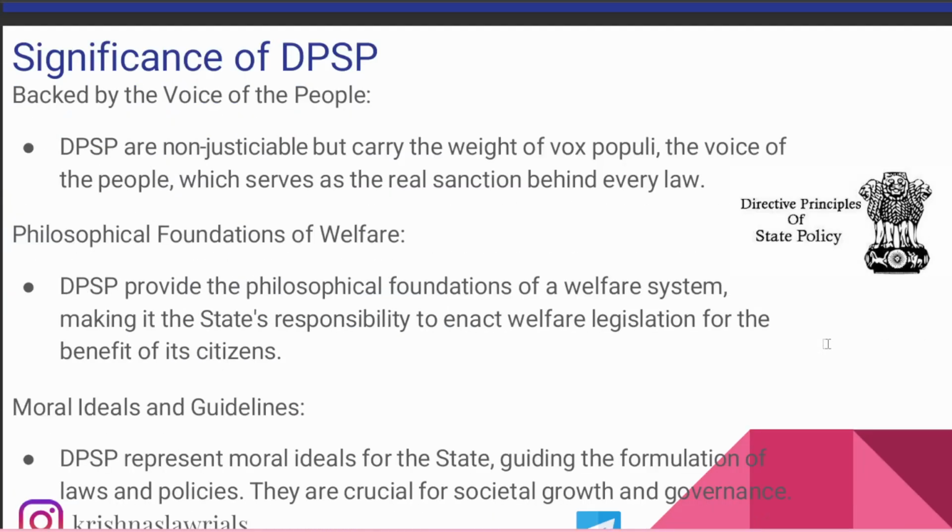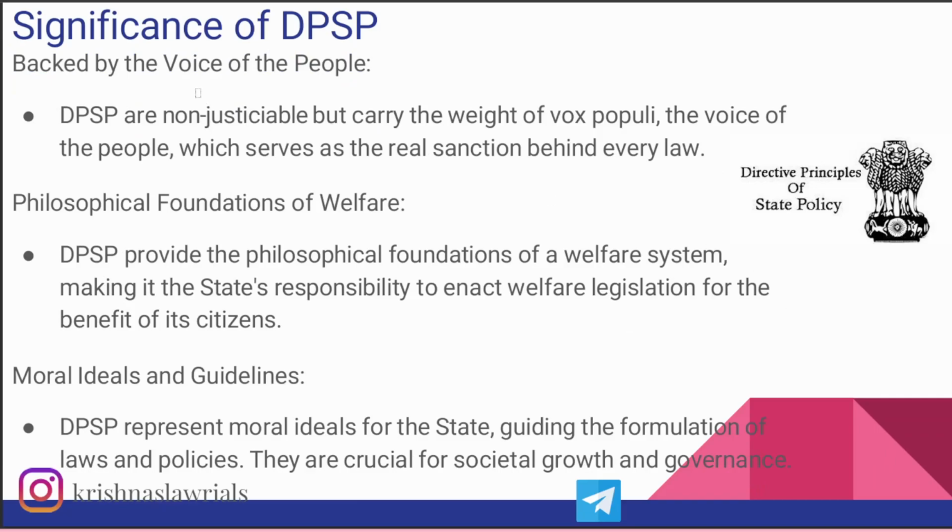Now coming on to the significance of DPSP. Backed by voice of the people, DPSP are non-justiciable. As we said, they are non-justiciable but carry the weight of vox populi, the voice of the people. Here we mostly consider people's opinions, people's recommendations. So it is known as vox populi, which serves as the real sanction behind every law. Behind every law there is some reference from DPSP, and in DPSP they have mentioned what the actual citizens of India wanted. So it is not justiciable, but still it is vox populi. In a sense, it has the voice of the people.